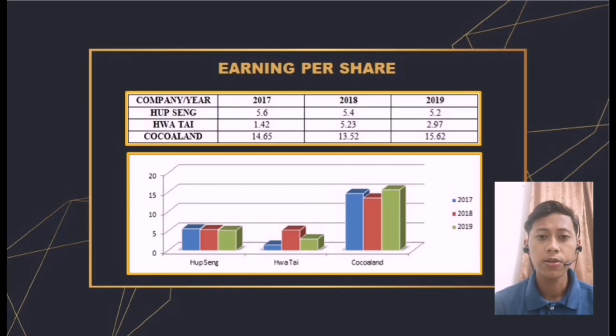40.65% in 2017, 13.52% in 2018 and 15.62% in 2019. The highest earning per share in Coquelin shows that the company has many investors buying the shares, and it can be profit for the company.